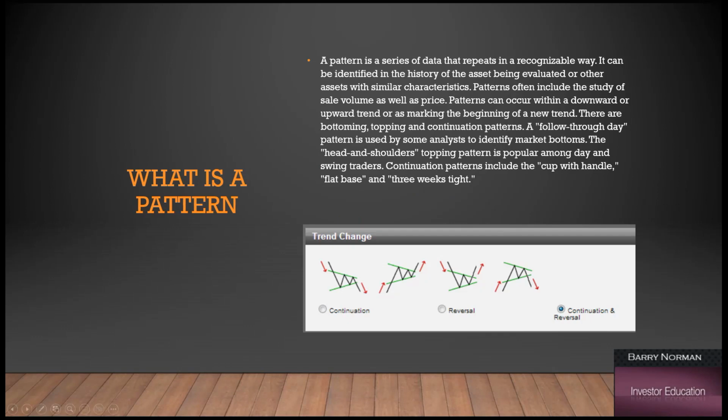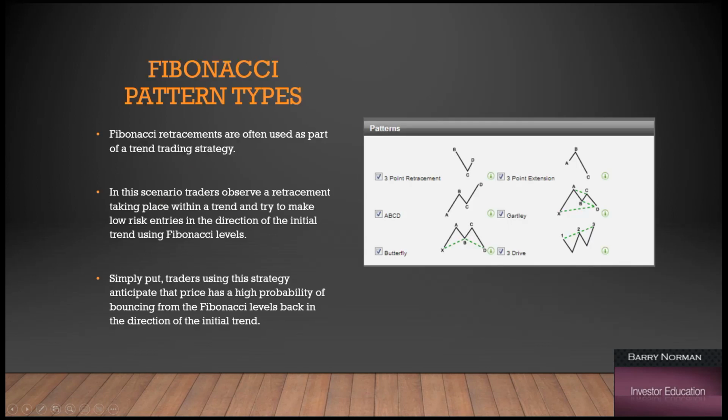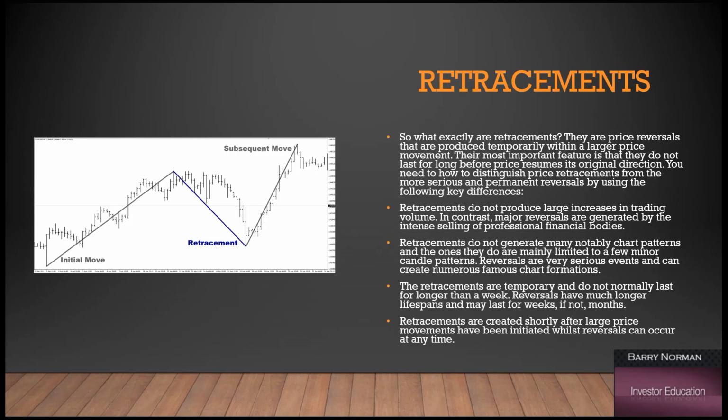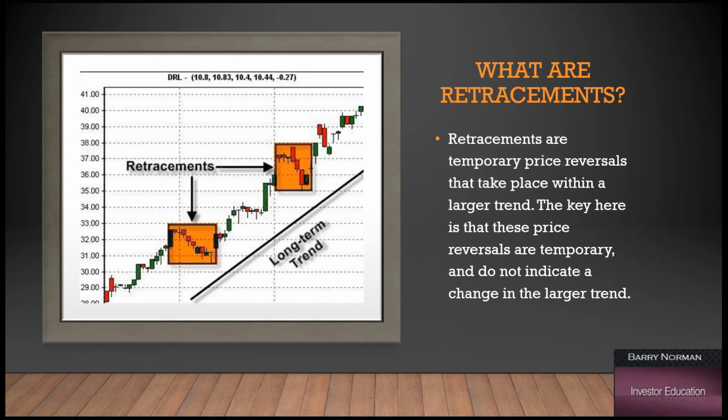So we have continuation patterns, we have reversal patterns. We have all types of patterns. Some of the best ways to find these patterns and interpret them is with the Fibonacci retracement tool. So what exactly are retracements? They are price reversals that occur temporarily within a larger price movement. Retracements are temporary price reversals that take place within a larger trend. The key here is that these price reversals are temporary and do not indicate a change in the larger trend.